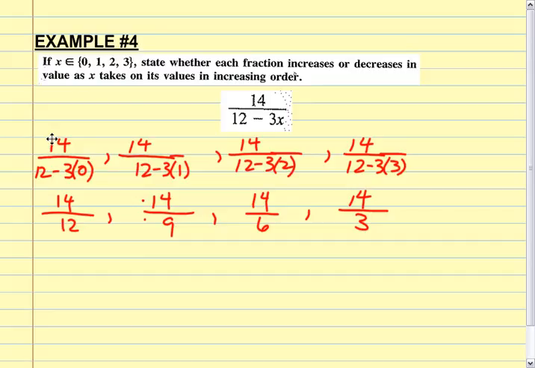As x gets bigger, what's happening to the fraction, Maddie? Is it getting bigger or getting smaller? It's getting bigger. So we would say that it is increasing. Does that make sense? Everybody happy with that?